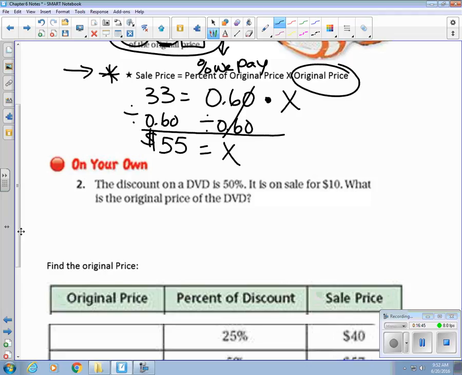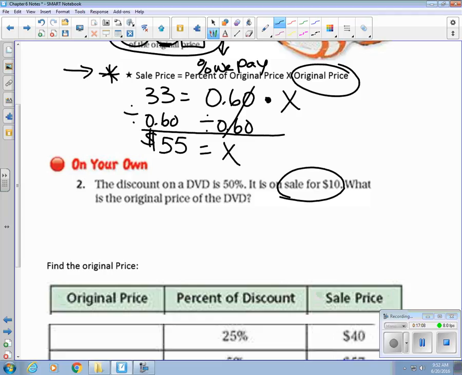Okay. Number 2, the discount on a DVD is 50%. It is on sale for $10. All right, so this is our sale price. What is the original price of the DVD? Some of you are going to understand that 50% means half, and you'll be able to mentally figure it out. And that's okay, but we also have to be able to show the work, show how we do it mathematically.